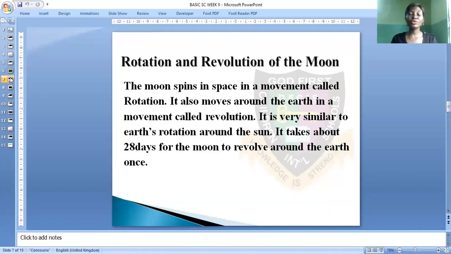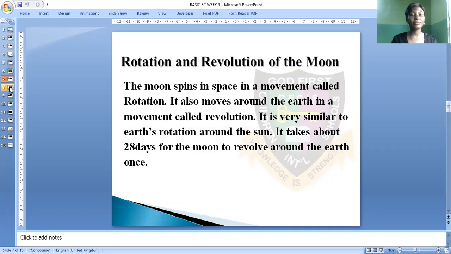So, the rotation and revolution of the moon around the Earth is very similar to the Earth's rotation around the sun. And it takes about 28 days for the moon to revolve around the Earth once.